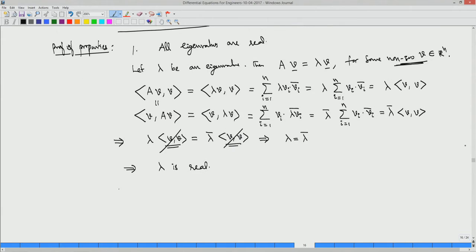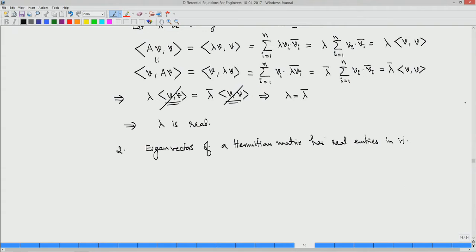What happens to the eigenvector? Let the eigenvectors of a Hermitian matrix have real entries. How do I show this? You can make them have real entries. So the eigenvectors of a Hermitian matrix, you can make them to have real entries in them. So how do I show that?